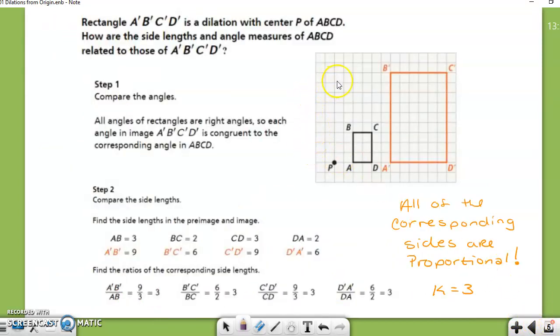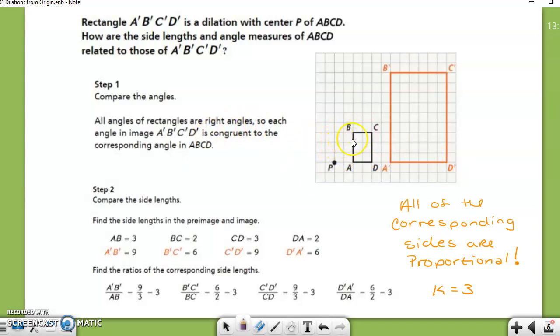All right, now we're looking at this rectangle A, B, C, D, and A prime, B prime, C prime, D prime. And the center of dilation is point P. So you can see, you could draw a line with the pre-image and image points, and they all intersect at point P.